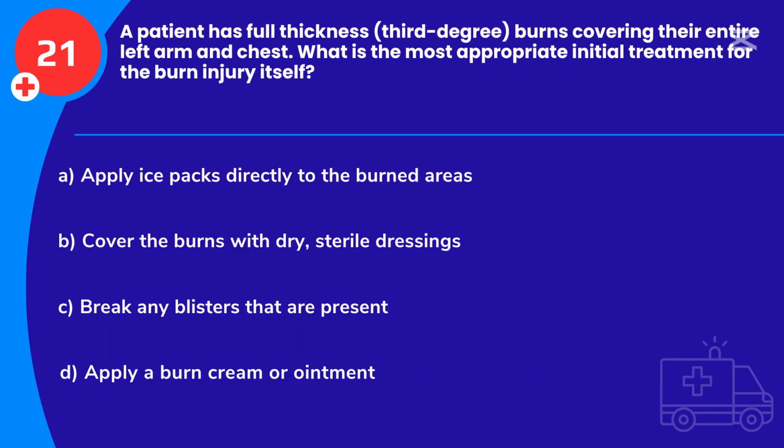Question 21. A patient has full thickness, third degree, burns covering their entire left arm and chest. What is the most appropriate initial treatment for the burn injury itself? A. Apply ice packs directly to the burned areas. B. Cover the burns with dry, sterile dressings. C. Break any blisters that are present. D. Apply a burn cream or ointment.